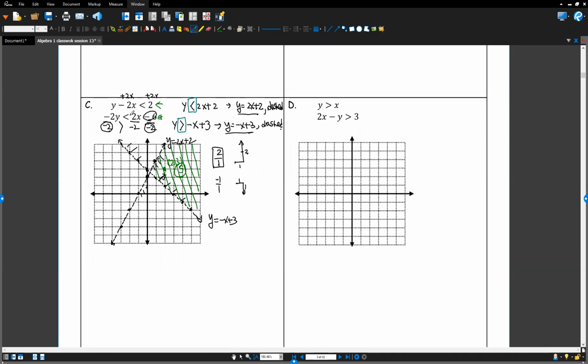All right, number D. Now let's make a graph again. We have two inequalities. y greater than x, make a graph of this one. The equation of this one is y equals x. That's the graph. But there's no equal sign, so the line is dashed. And greater than means over the graph. The solution is over the graph. Greater means above the graph. I'm going to the upper graph.